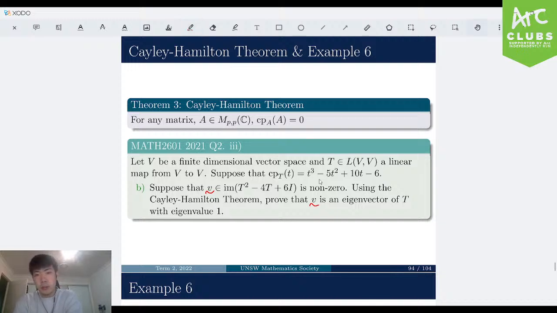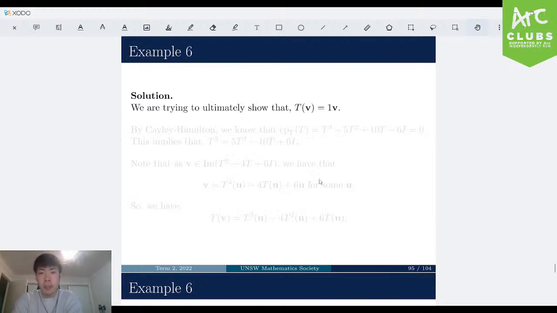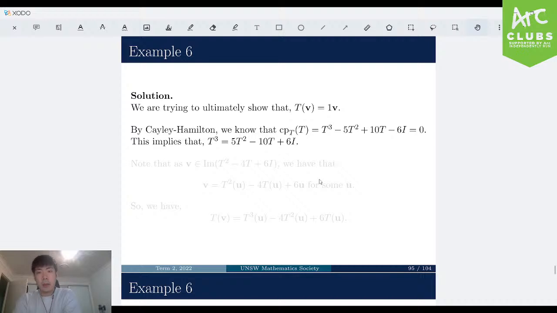I'll just get straight into it. You can just take the hint given in the question, so you instantly try and apply Cayley-Hamilton and see what happens. Firstly, we're trying to show that T of v equals 1 times v. That's what it means for the vector v to be an eigenvector corresponding to eigenvalue 1. So by the Cayley-Hamilton theorem, we know that evaluating the characteristic polynomial of T at T will always give us 0 back. Or in other words, T cubed minus 5T squared plus 10T minus 6I equals 0.